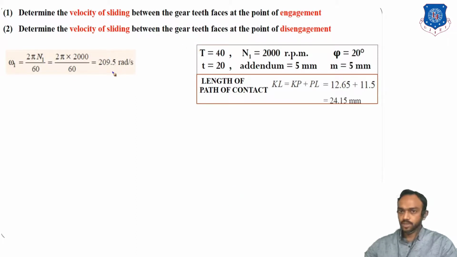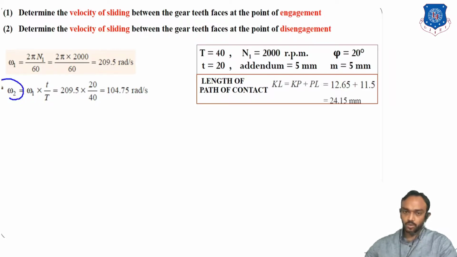So first we have to find the omega. Omega 1 means angular velocity. We have already been given the RPM, so we will use 2 pi N upon 60. N is the RPM of pinion. So the angular velocity we have found is 209.5 radian per second. But after that we have to find the omega 2. For that we use the relation from the start, omega 1 by omega 2 is equal to capital T by small t, making omega 2 the subject, and you can find 104.79 because the teeth of both wheels are given.